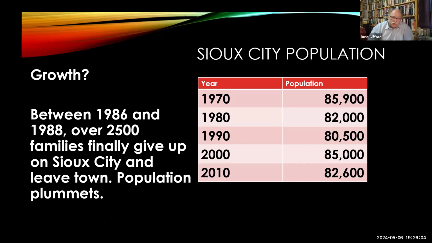At the same time, you had other wages declining, because IBP will have a kind of victory with the union, and then later in the 80s, completely break it. So you will have declining wages. That's just all there is to it. With all of those things, the population plummets in Sioux City.